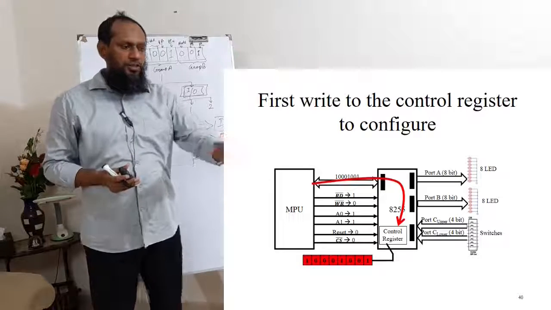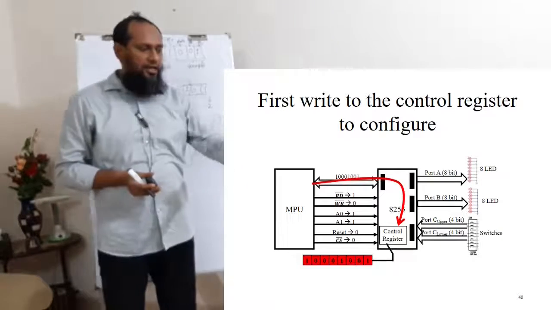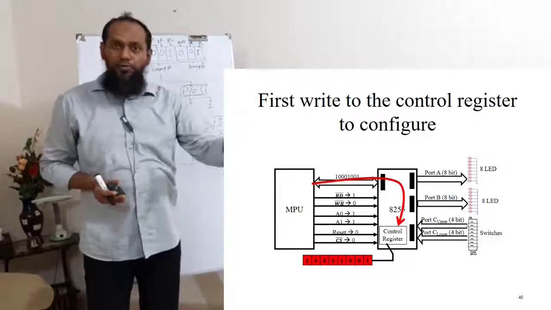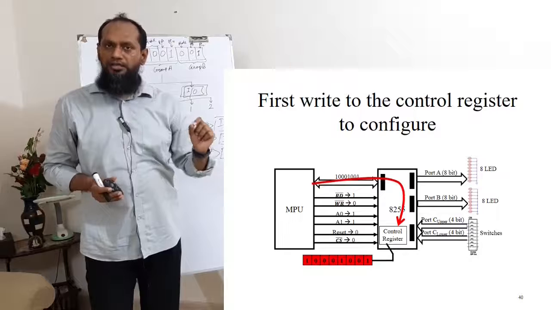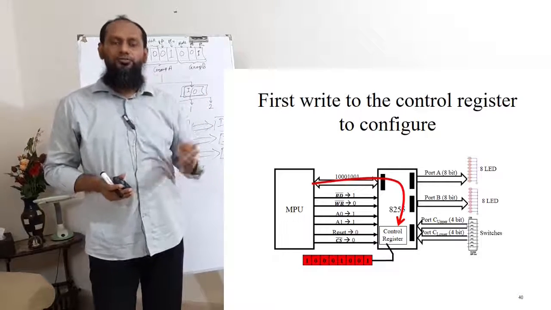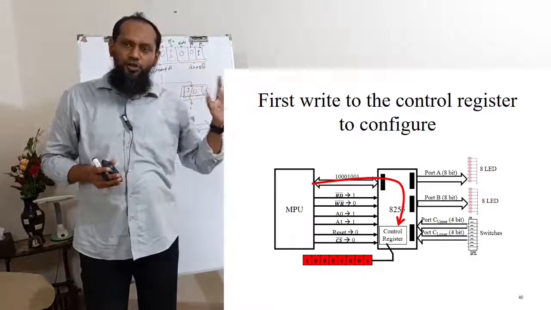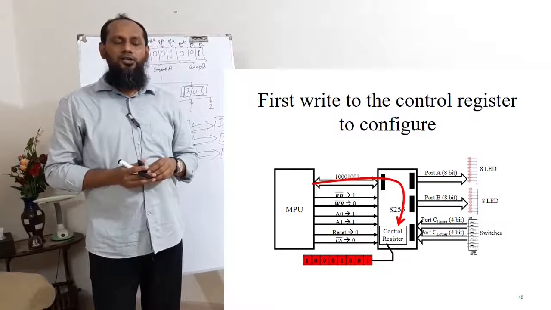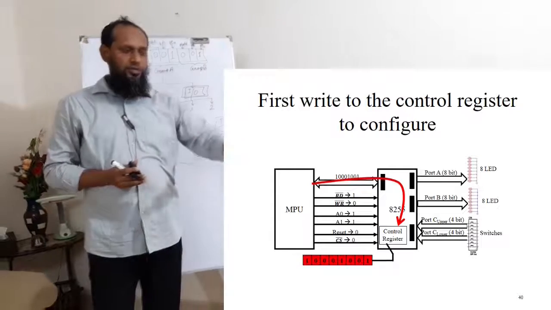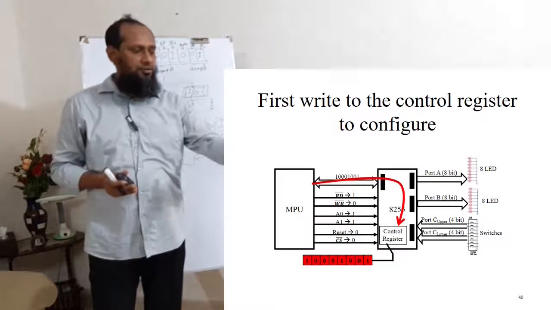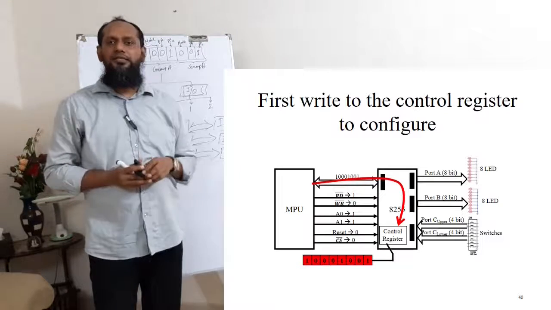For doing this, you can see in the slide, a write operation should be performed, and A0 and A1 will be 1, 1, since we are writing something from the MPU to the 82C55. That's why A0 and A1 should be 1, 1, and the other two things are okay. So after writing the control word, our control word will be like this.